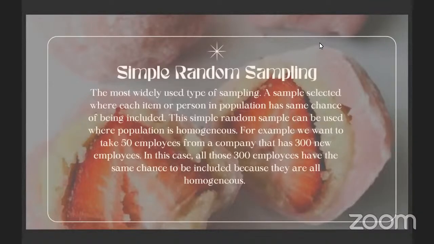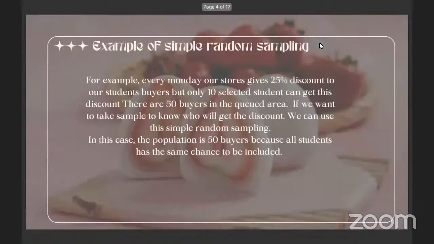This is the most widely used type of sampling. A sample is selected where each item or person in the population has the same chance of being included. This random sample can be used where the population is homogeneous. For example, we want to take 50 employees from a company that has 300 new employees. In this case, all those employees have the same chance to be included because they are all homogeneous.